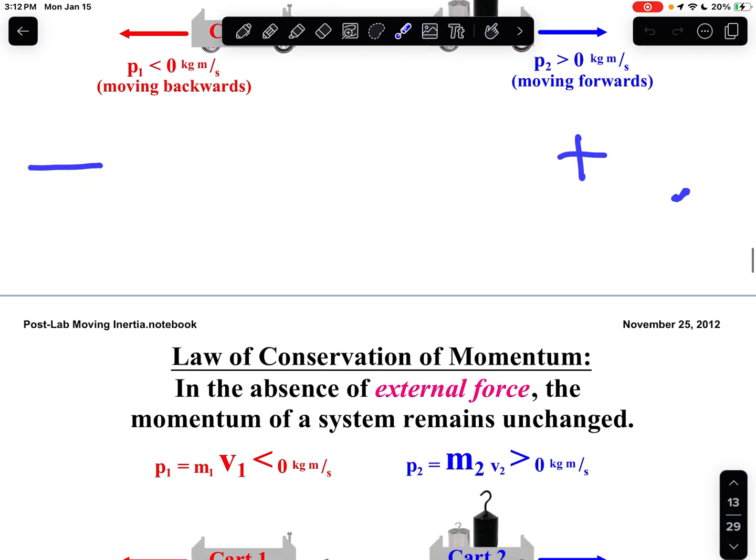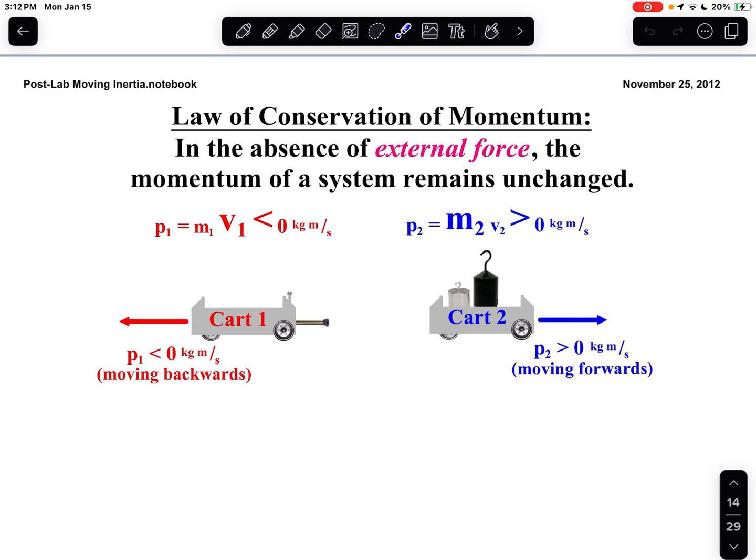Okay, so from there we can go ahead and calculate these momentums. We could take the mass times the velocity of cart 1 and find its individual momentum, and do the same thing for cart 2 to find its individual momentum.